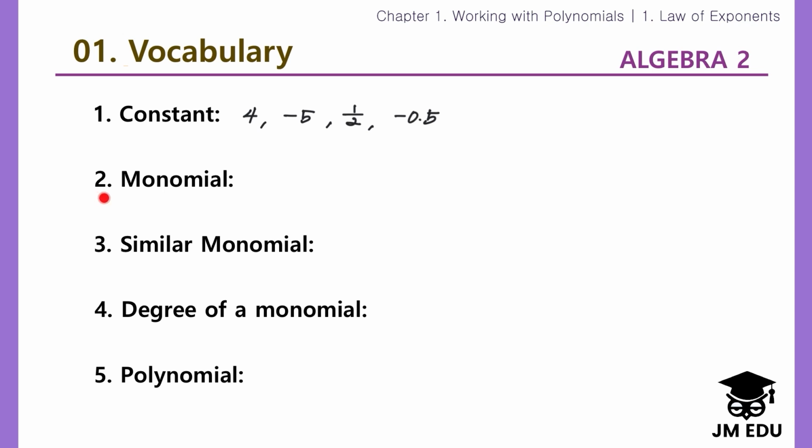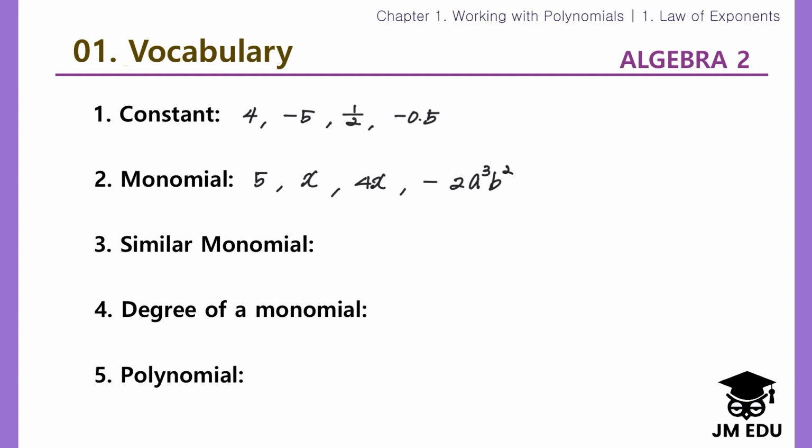Number 2, monomials. A monomial is a product of a constant and one or more variables, including a constant and a variable itself. So we could have a constant itself, 5. This is a monomial. Let's say variable x. This is also a monomial. Or a product of a constant and variables, let's say 4 times x. That's a monomial. Or we could have negative 2a cubed b squared. This is another example of a monomial.